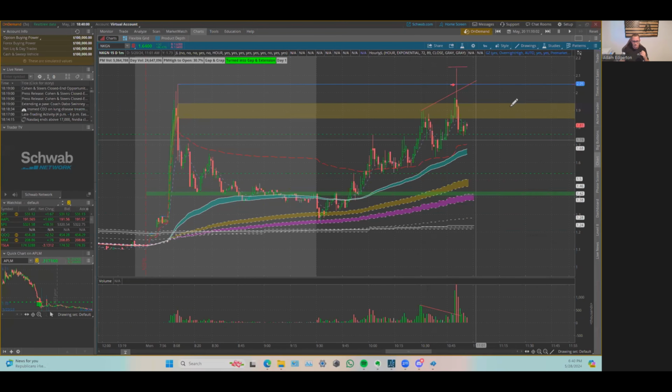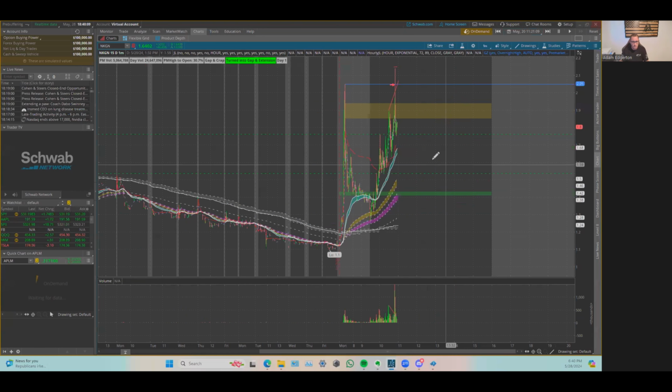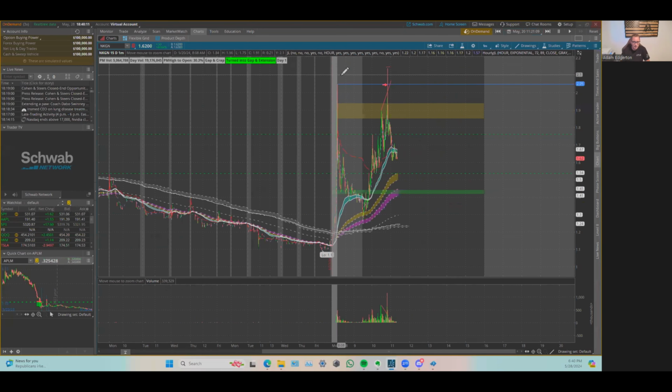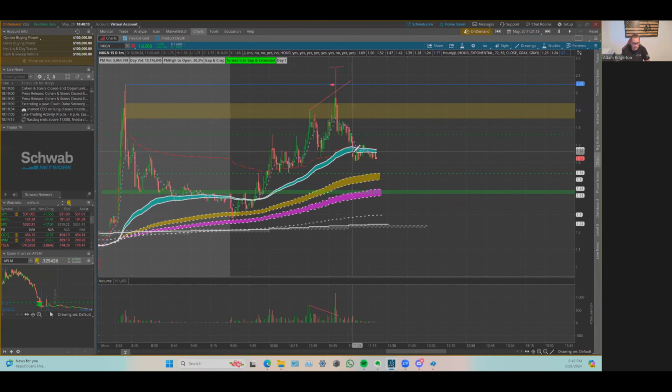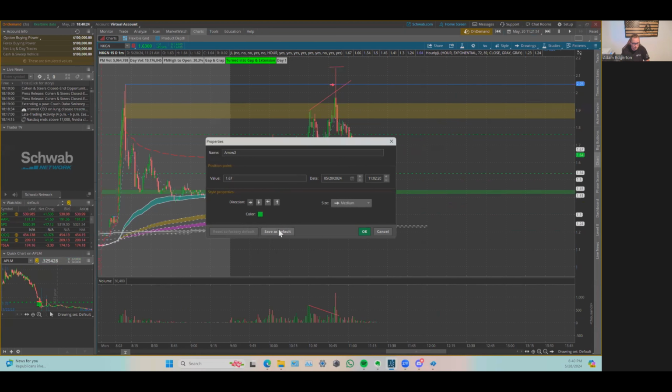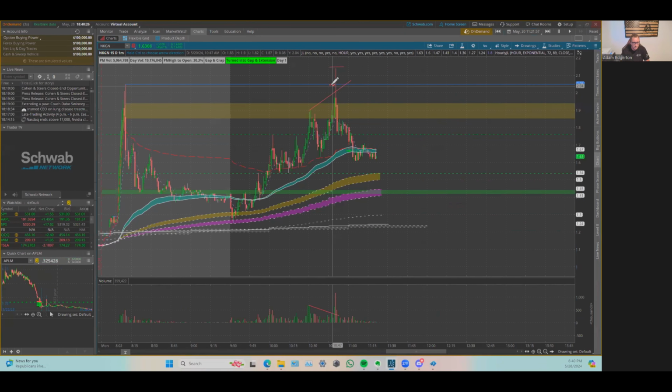Actually, one second, I'll show you real fast. This thing's about to hit the first target, which would be the blue line. So how I would do that is I'm already in, right? The second this thing hits down here, boom, I have my arrow, I click it. If you right click on it, you edit properties, green, because you're selling and then you're buying low.